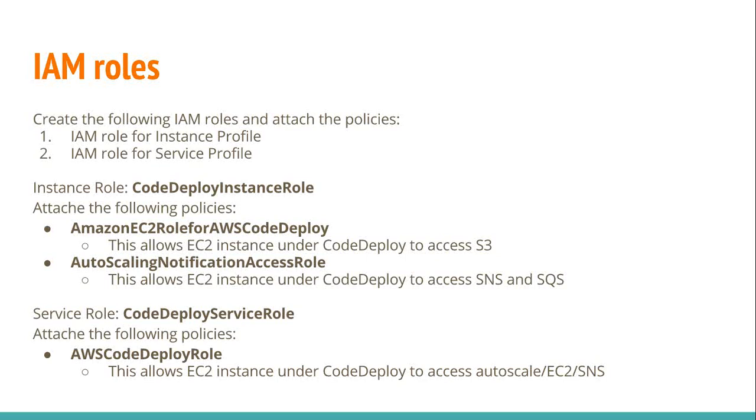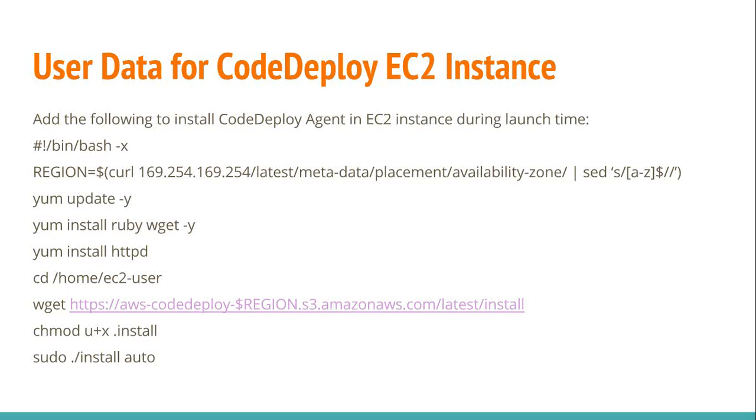Okay, so the next one is the CodeDeploy service role. This role can do the deployment to different EC2 instances. This allows CodeDeploy to access the auto scaling group, EC2 instances, or Simple Notification Service. These services will use this role. First of all, we have to create these roles in the IAM console.